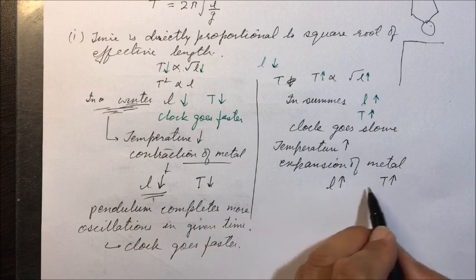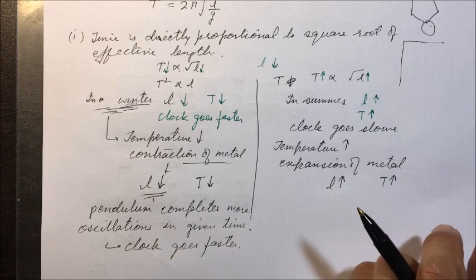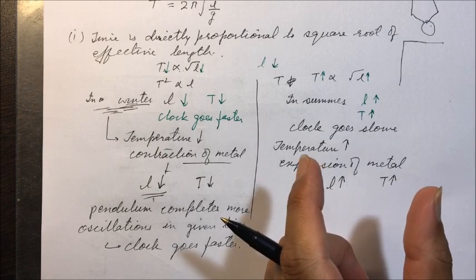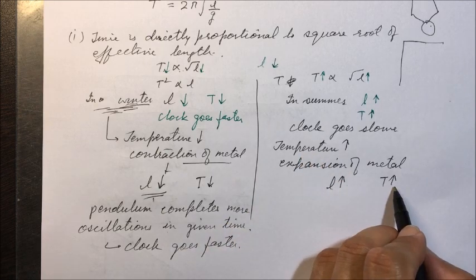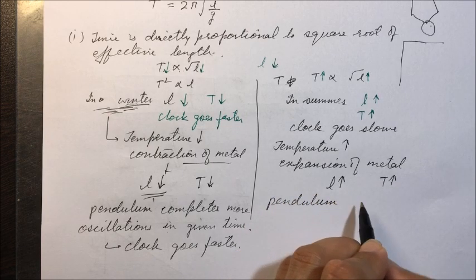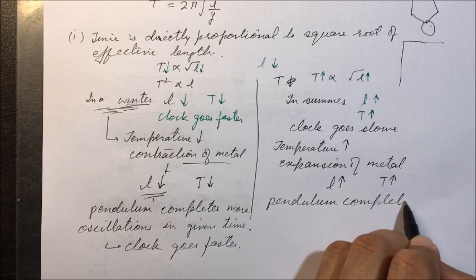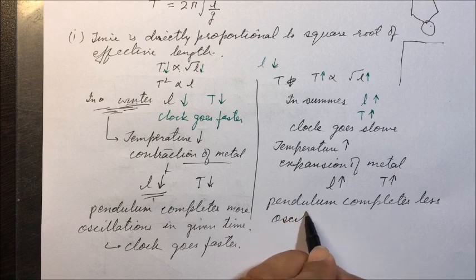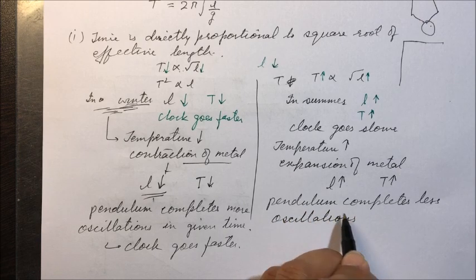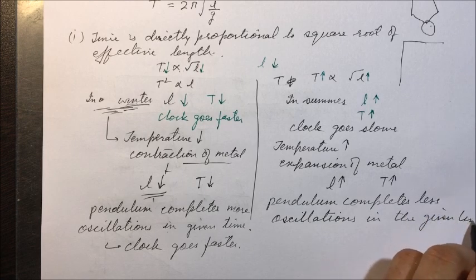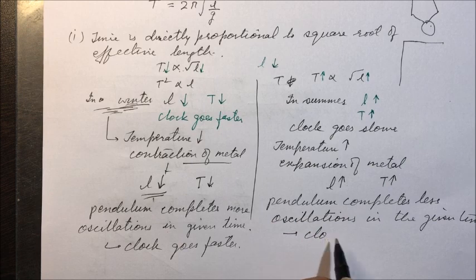The pendulum completes fewer oscillations in the given time, because the time period has increased. So in the given time it will complete fewer oscillations, and we say that in summer the clock goes slower.